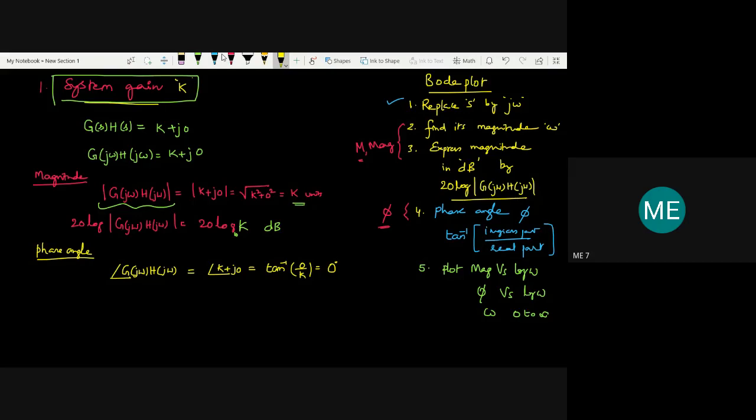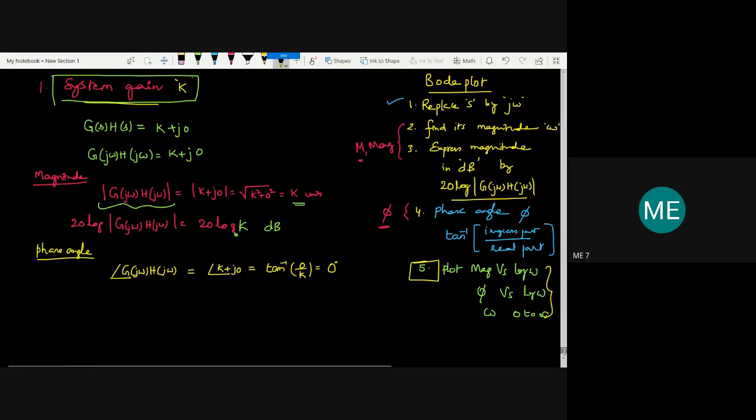Now the next step, after calculation of phase angle, is to plot the given open loop transfer function. We need to calculate the magnitude of G(s)H(s), then the phase angle of G(s)H(s). Then with respect to log omega, we need to plot the graph. How to plot this, we'll discuss now.